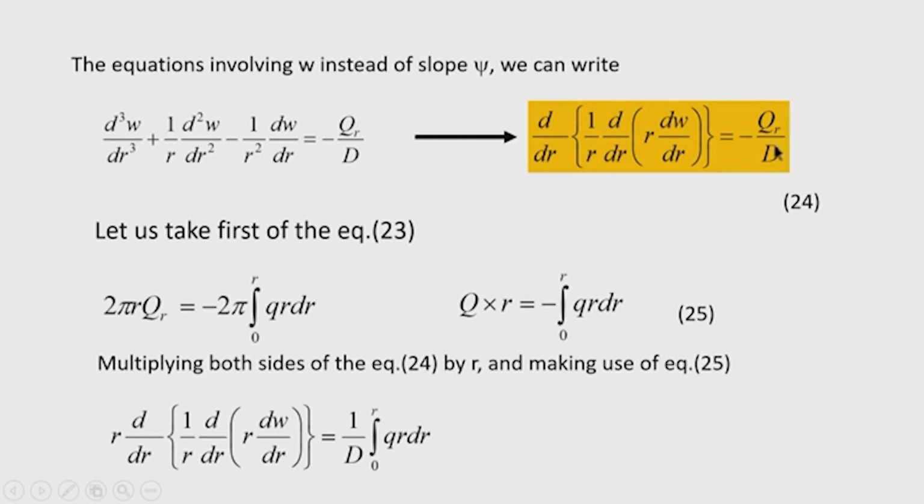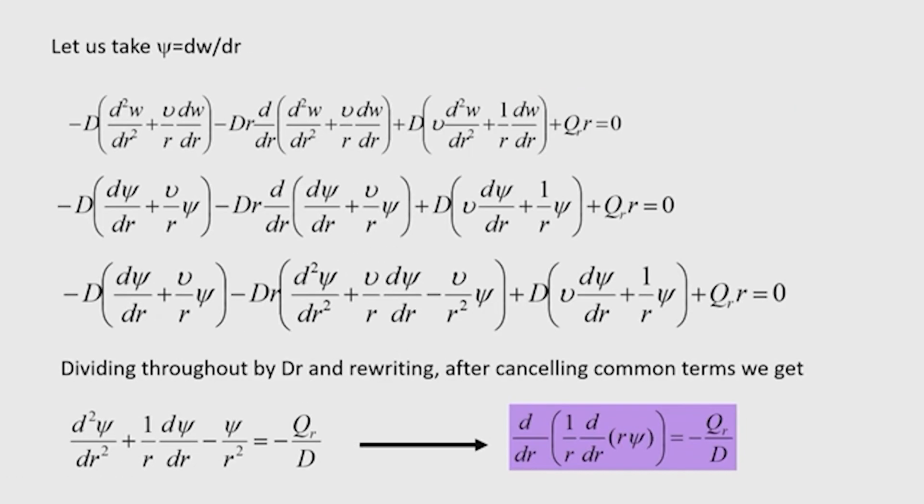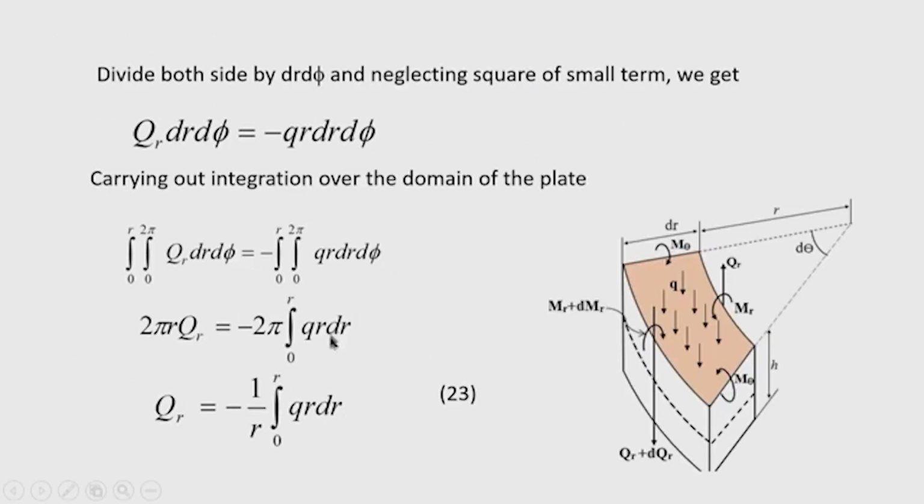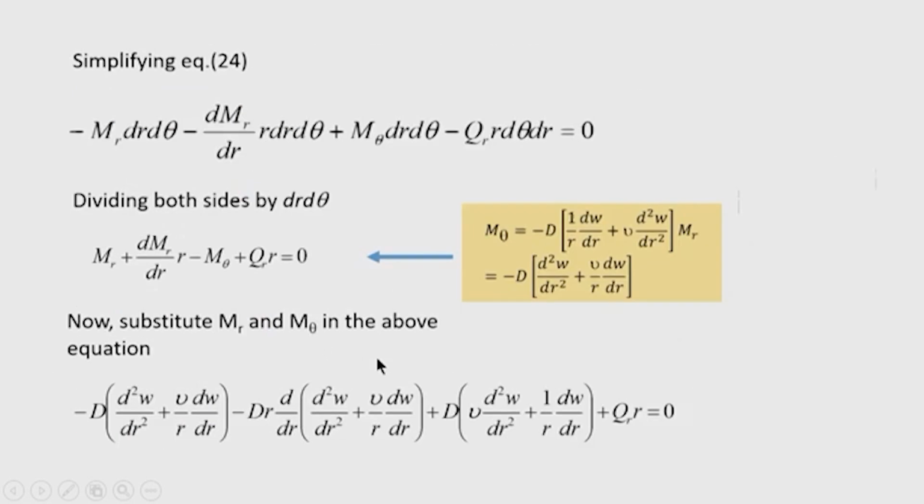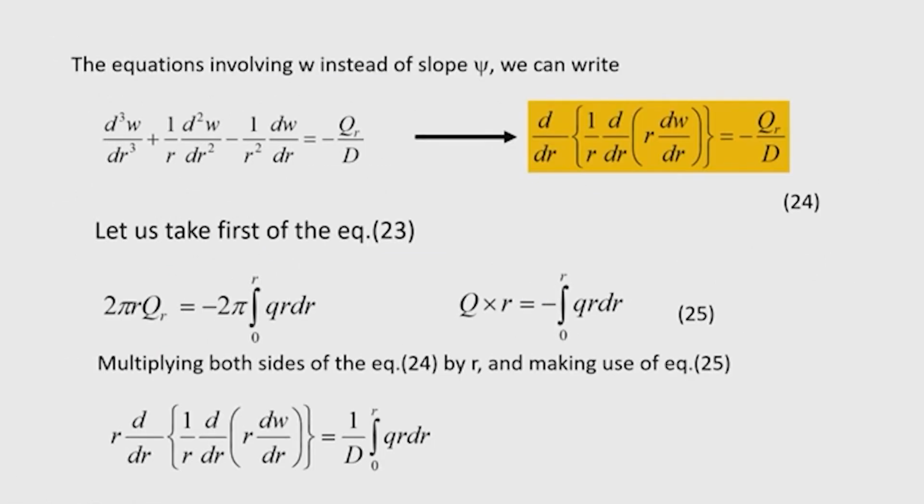When q r is known in terms of r, then you can integrate successively and extract the value of w. Now, let us take the first of the equation 23. If we take the first of the equation 23, then q into r is actually the total shear force that is acting, after integration with respect to 0 to r.